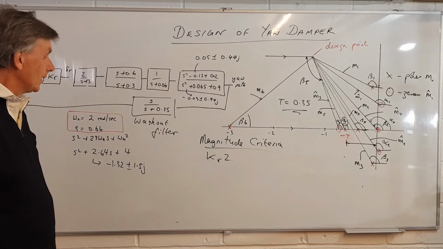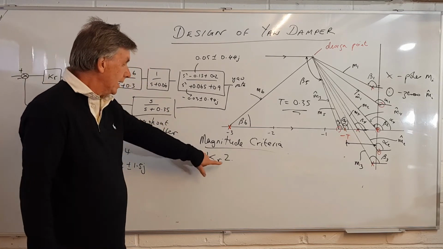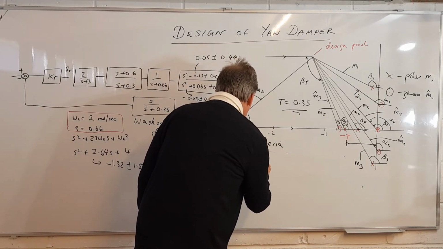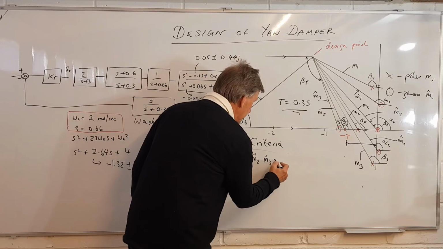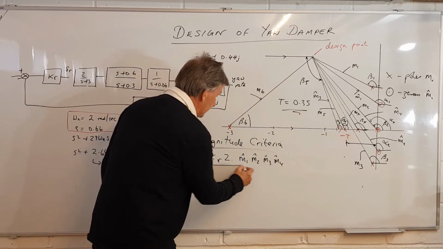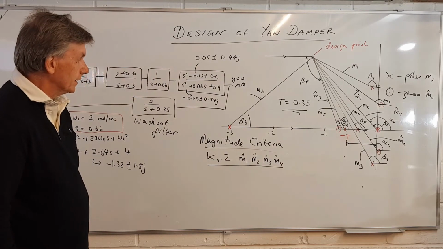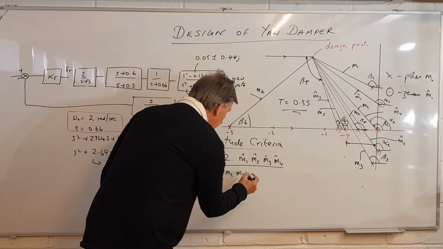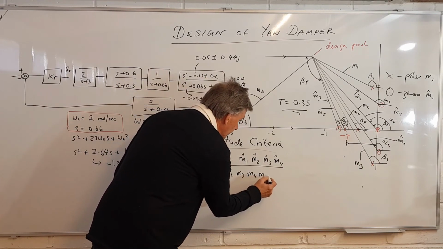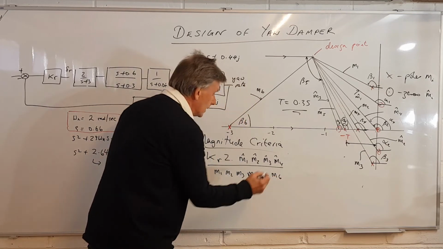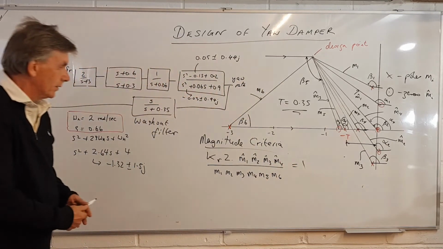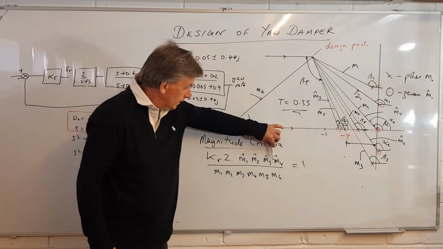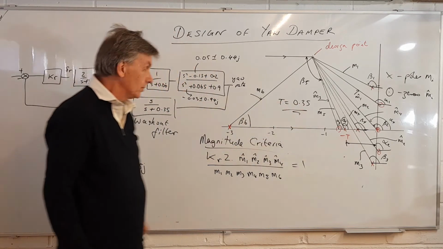It looks complicated. So then, the magnitude criteria says Kr times the product of the 0 distances, so that's going to be m1 hat, m2 hat, m3 hat, m4 hat, divided by the product of the pole distances. There's 6 of those, so it's going to be m1, m2, m3, m4, m5, m6, and that's going to equal 1 always. So remember the magnitude criteria says Kr times the forward loop gain times the product of the 0 distances over the product of the pole distances is always equal to 1.